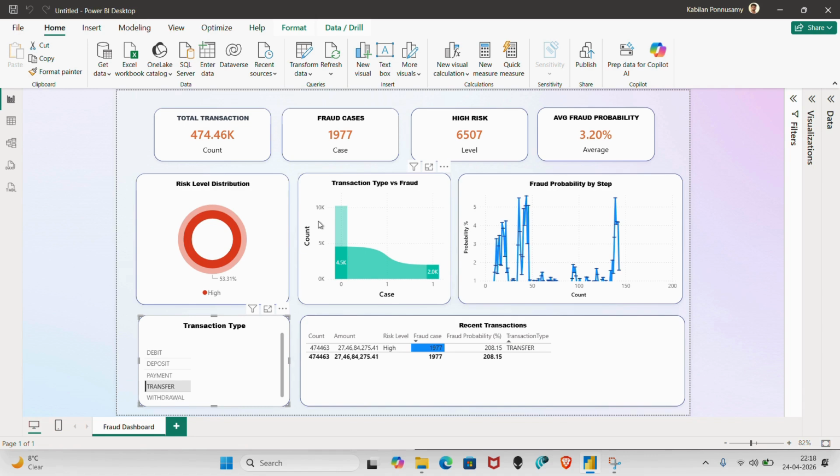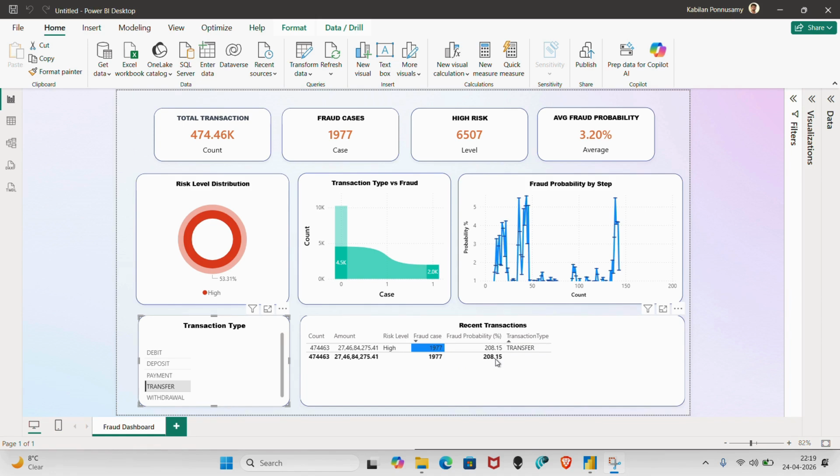The risk level distribution shows that 53.31% of the transfer transactions fall under the high risk category. The transaction type versus fraud chart clearly shows a large spike, confirming that almost all fraud cases come from transfer transactions. The fraud probability by step chart again shows higher probability values compared to the other transaction types. In the recent transactions, you can see the count, the amount, fraud cases, and the probability. Here the probability is very high. This confirms that transfer transactions are the primary source of fraud in the dataset.